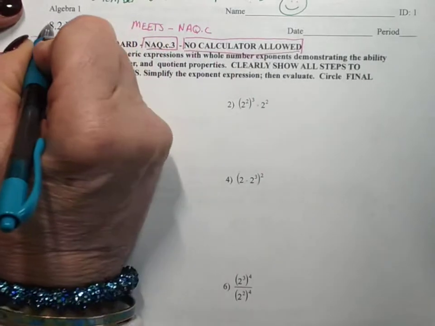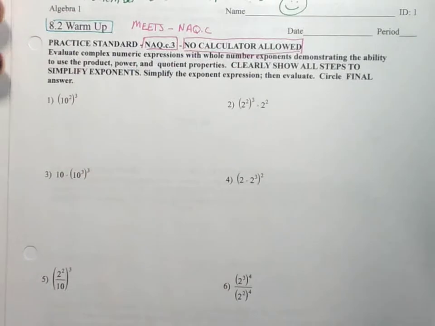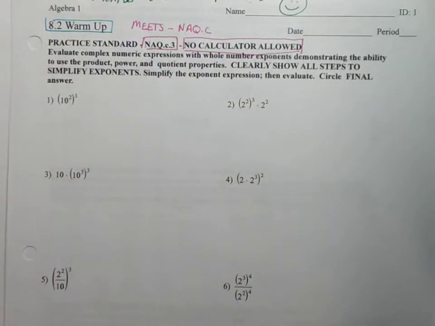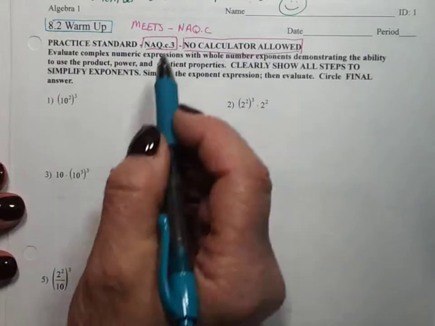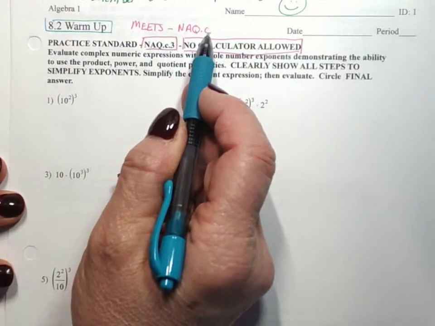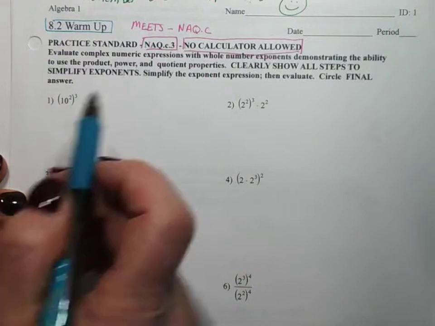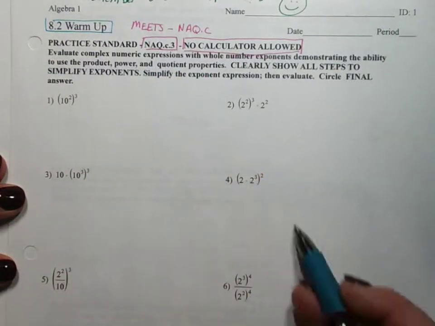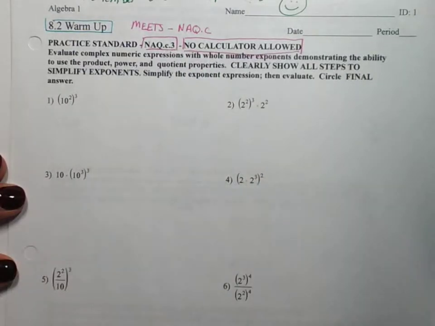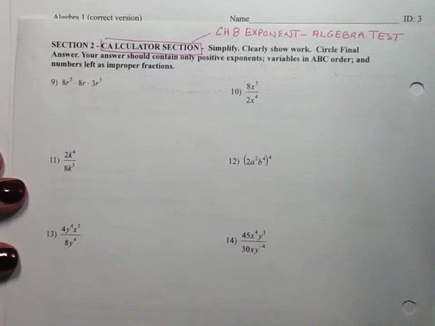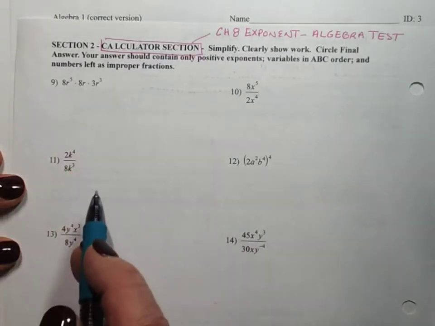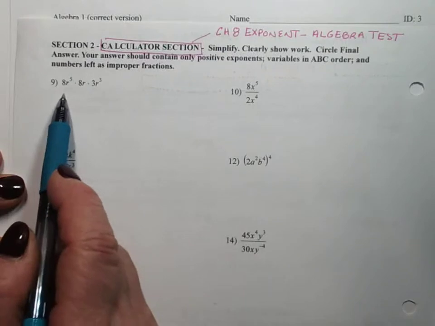This warm-up, the 8.2 warm-up, has examples for the numbers and quantity exponent standard, and these are the meets criteria. For numbers and quantity, notice these are all numbers on the front page. No calculator is allowed. On the back, this is to prepare you for the Chapter 8 Exponent Algebra test. You can use a calculator. You still have to show your work. But now we have numbers and variables.